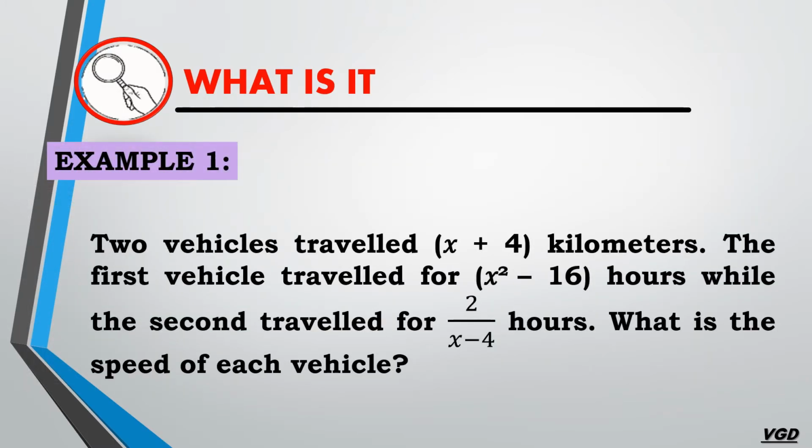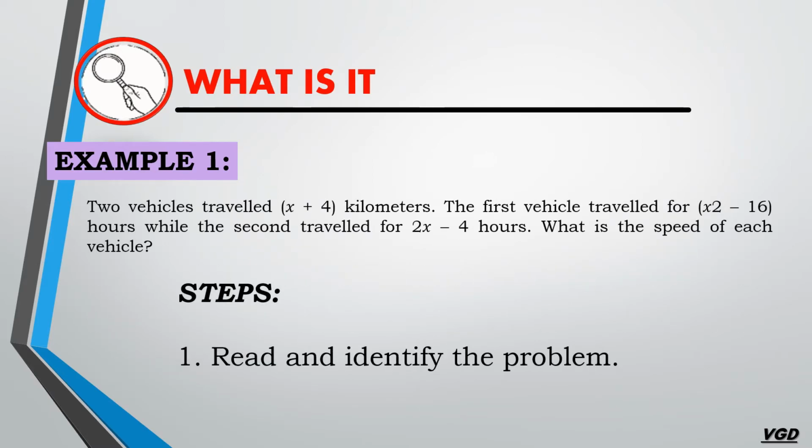So let's have this first example. Two vehicles traveled x plus 4 kilometers. The first vehicle traveled for x squared minus 16 hours, while the second traveled for 2 over x minus 4 hours. Now, what is the speed of each vehicle? So the first step in solving word-related problems is to read and identify the problem, and that's what we had done a while ago.